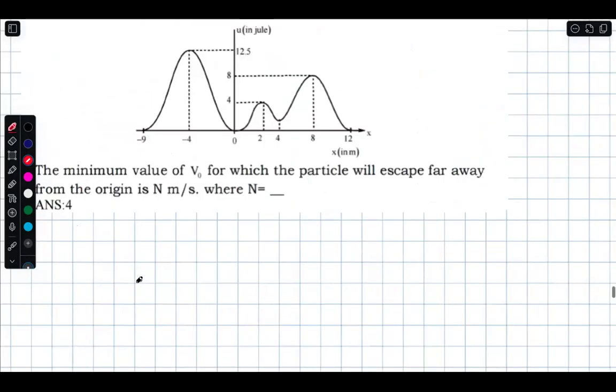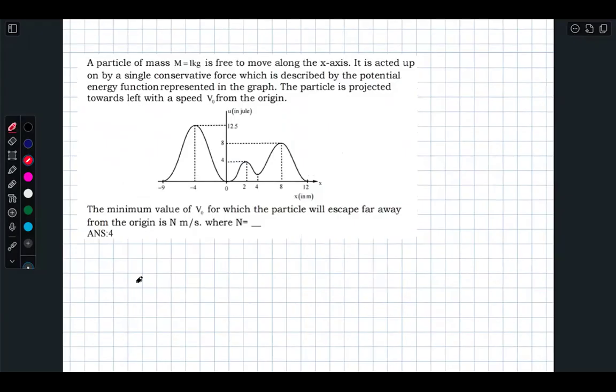A particle of mass m equal to 1 kg is free to move along the x-axis. It is acted upon by a single conservative force which is described by potential energy function represented in the graph. The particle is projected towards left with a speed v0 from the origin. The minimum value of v naught for which the particle will escape away from the origin is.